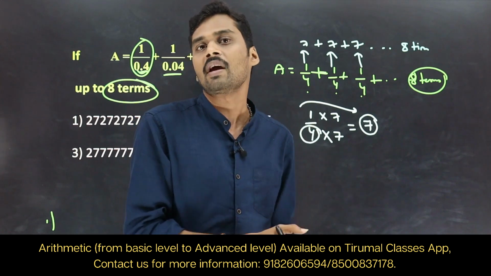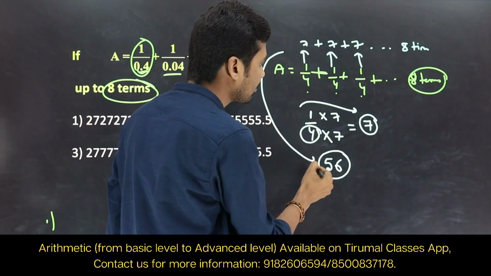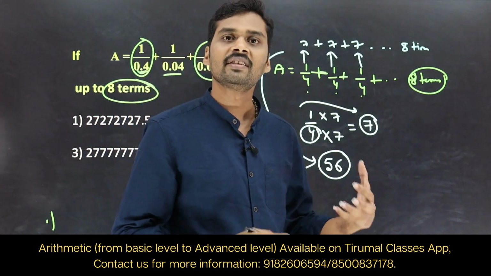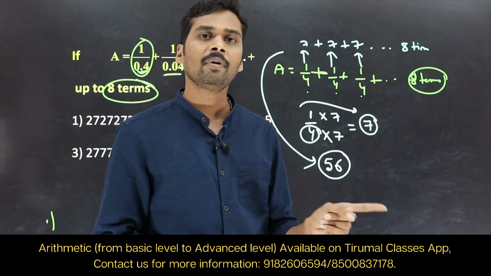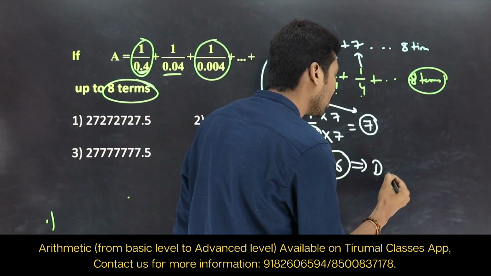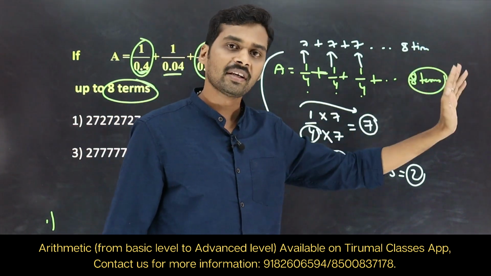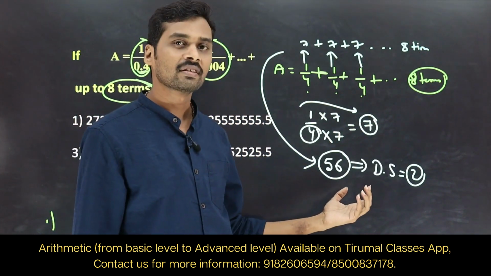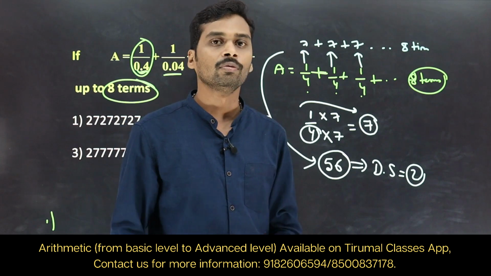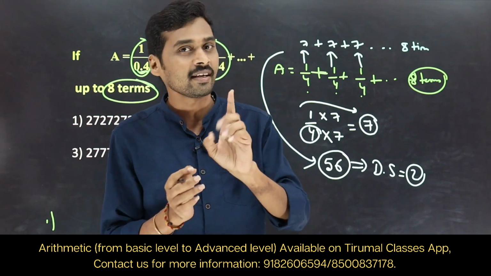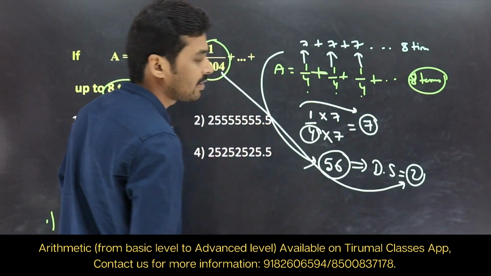Which is nothing but 7 into 8, which is 56. So what is the DS value? 56 means, we always express the digit sum as a single digit, right? 5 plus 6 is 11. Again, 11 means 1 plus 1, which is 2. The final DS value is 2, because 7 plus 7 written 8 times is 7 eights are 56. So you take the final DS value: 5 plus 6 is 11, 1 plus 1 is equal to 2, because we always express the digit sum as a single digit. So the final DS value for this problem is 2.